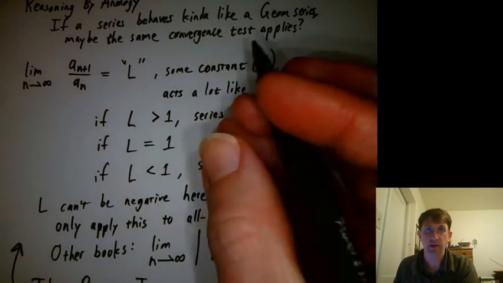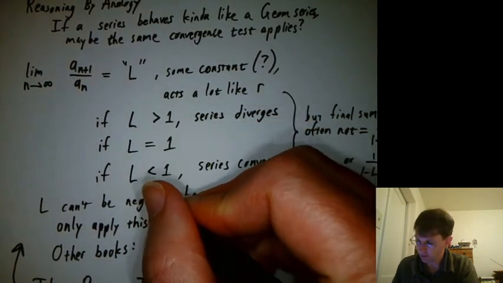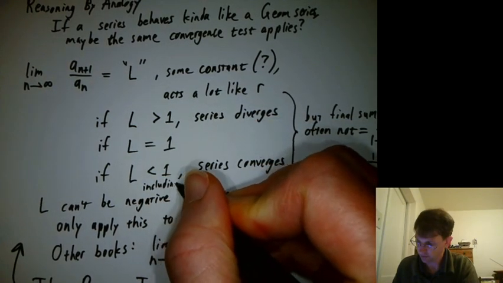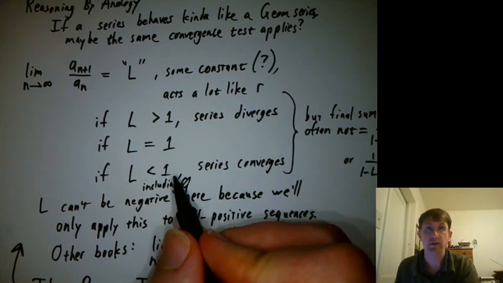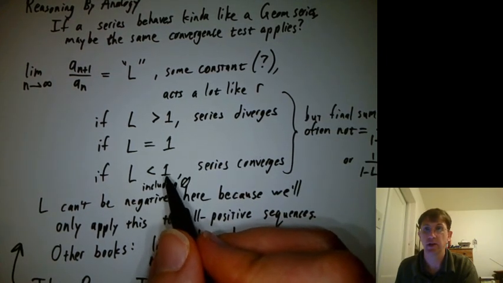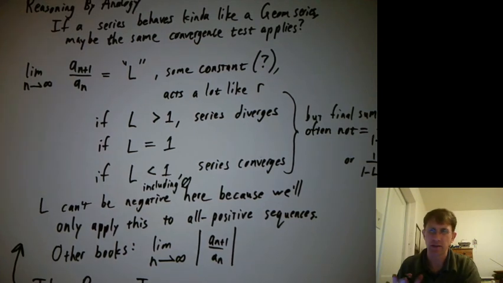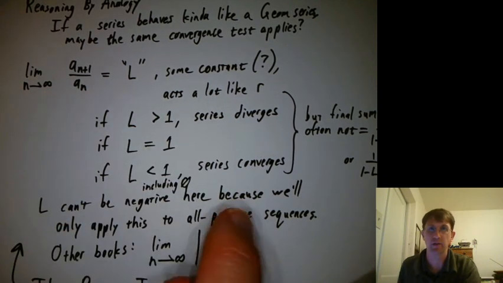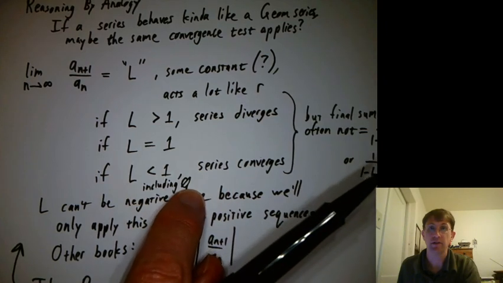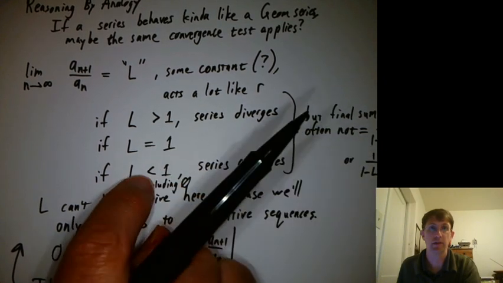And one other thing, this L less than 1 includes 0. So if L is equal to 0, that counts as being less than 1. I know in the limit comparison test, L equals 0 meant all of a sudden you had to say maybe the limit comparison test doesn't work. But here, if L is 0, that's perfectly fine. It's just included in that case.